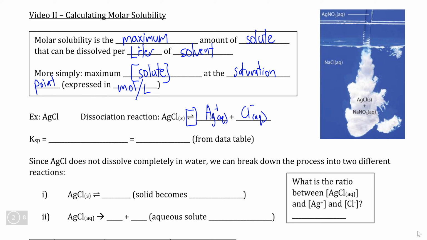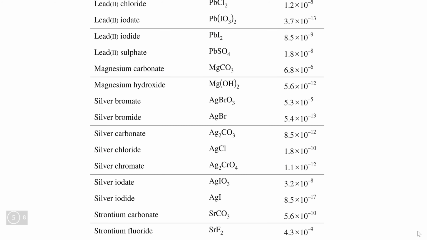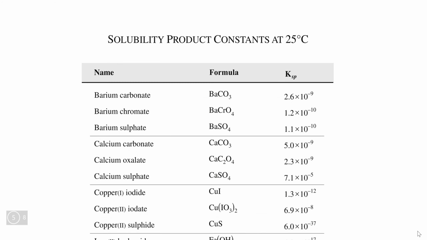And from this, we can construct a fairly simple Ksp expression where Ksp, the equilibrium constant for this dissociation precipitation reaction, is equal to the concentration of Ag+ times the concentration of Cl-. Now, in order to calculate any ion concentration, we actually need a number for what the equilibrium constant is, and we can find that from a data table that looks like this.